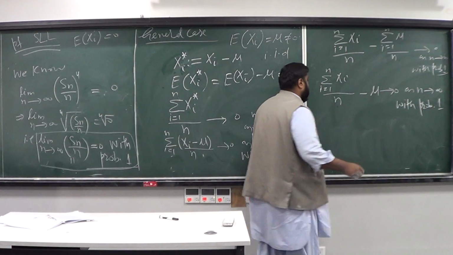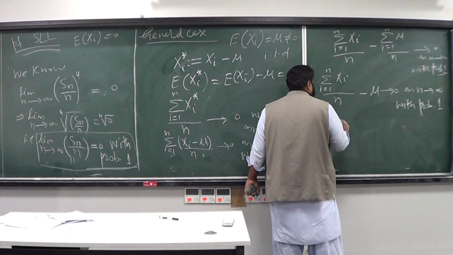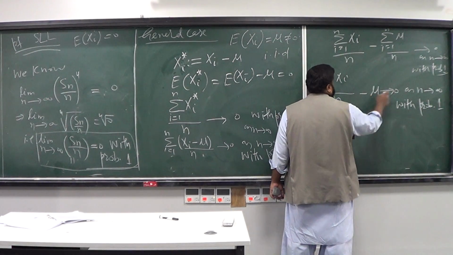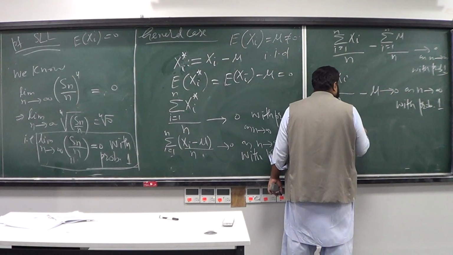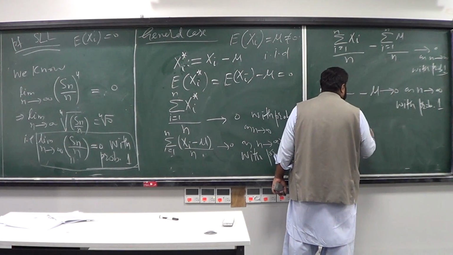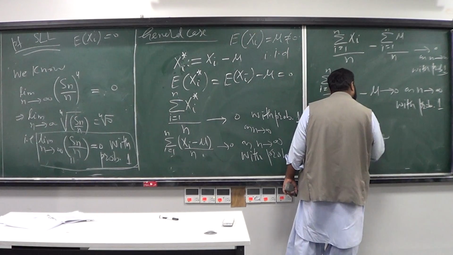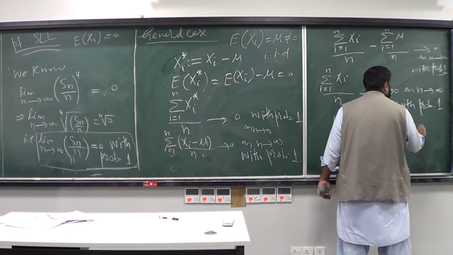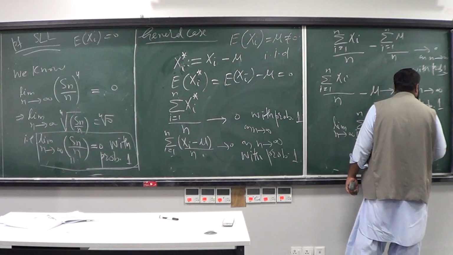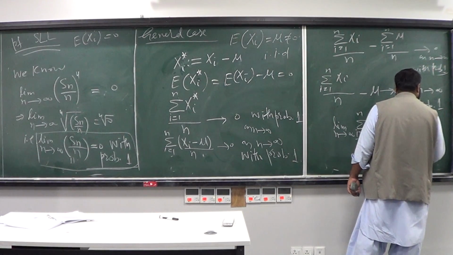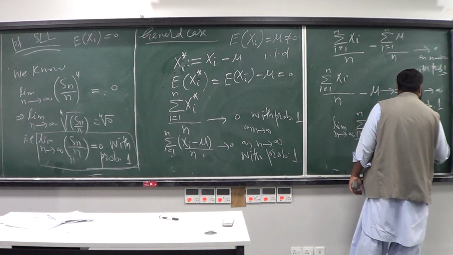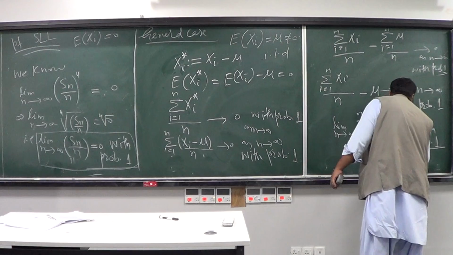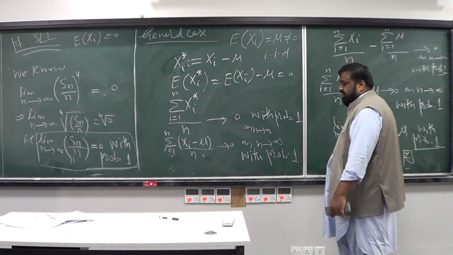So what is the meaning of this? The meaning of this is that if you take the limit n goes to infinity, let us add mu on both sides. The limit as n goes to infinity of the sum from i equal to 1 to n of xi divided by n will be mu with probability 1. Okay? So this really completes the proof of the strong law of large numbers.